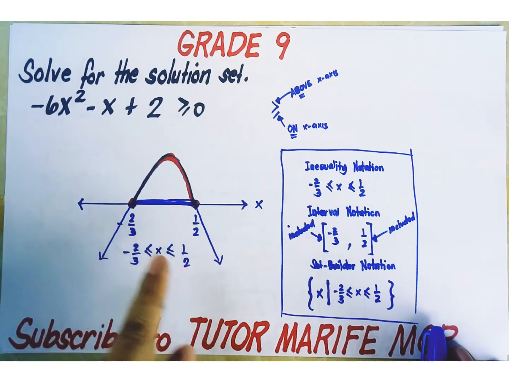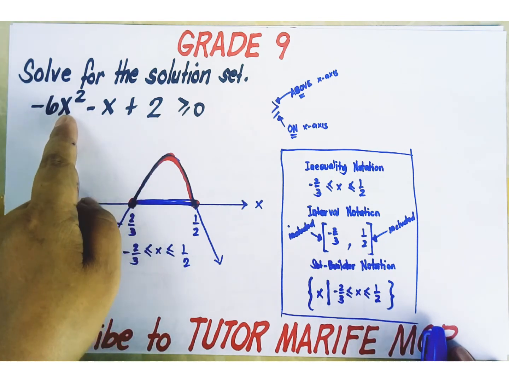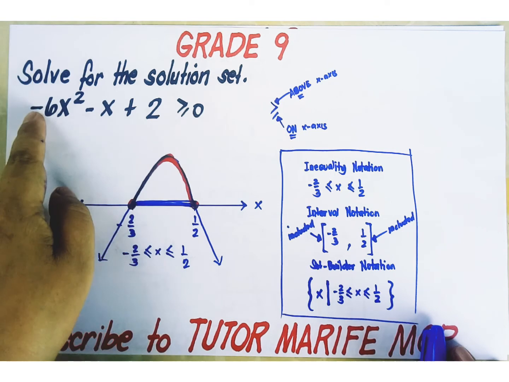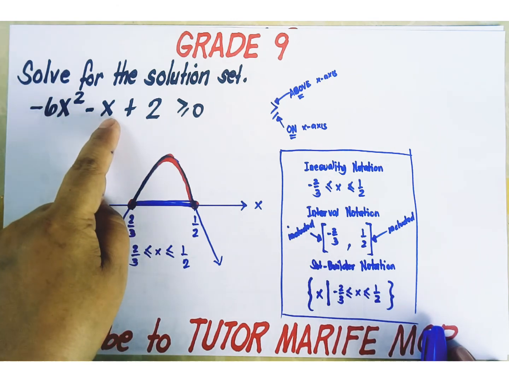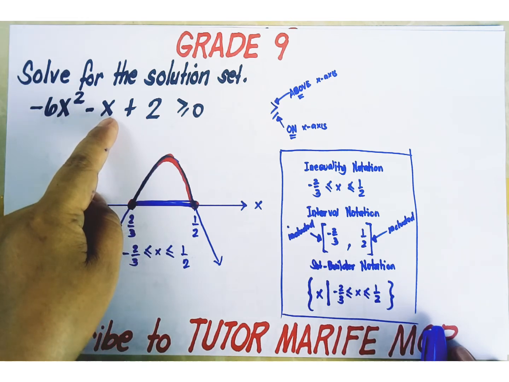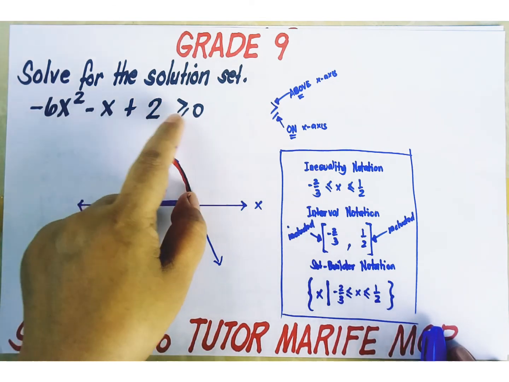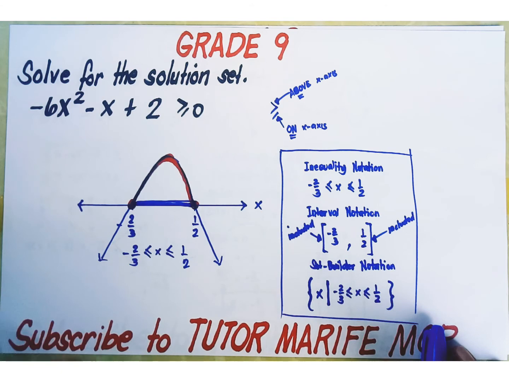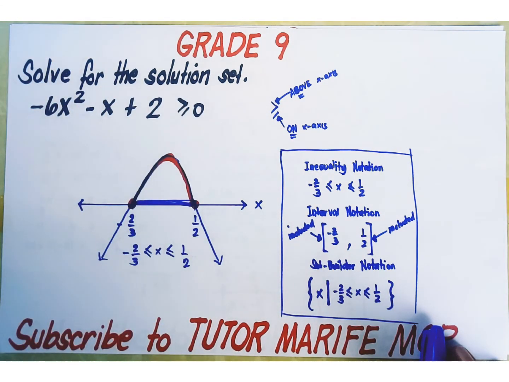Let's try 1/2. If x is 1/2, 1/2 squared is 1/4. Negative 6 times 1/4 is negative 6/4 or negative 3/2. Negative 3/2 minus 1/2 is negative 4/2 or negative 2, and negative 2 plus 2 is exactly equal to 0. 0 is equal to 0. So 1/2 also satisfies the given inequality.